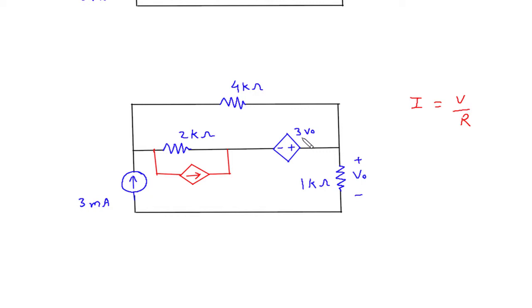The current is I equal to V by R. V is 3VO, and R is 2 kilo ohm. So this will be 3VO divided by 2000, or 3VO by 2 kilo ohm.